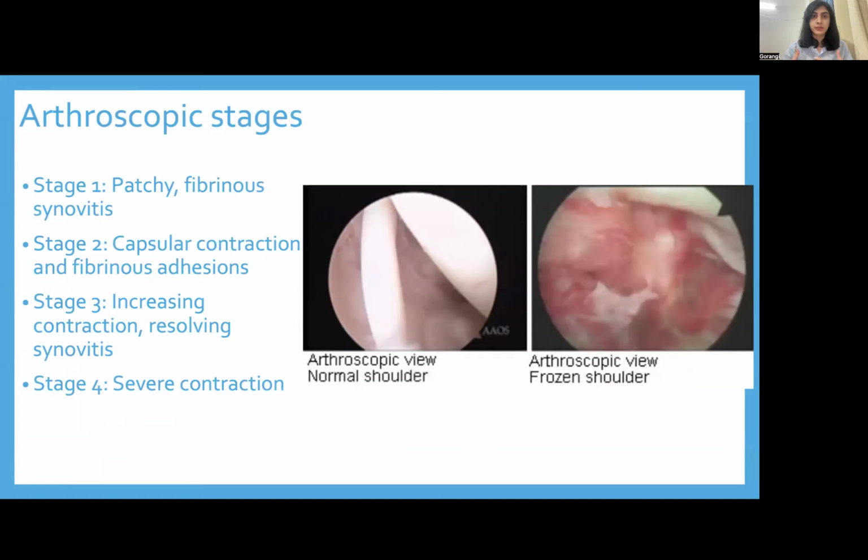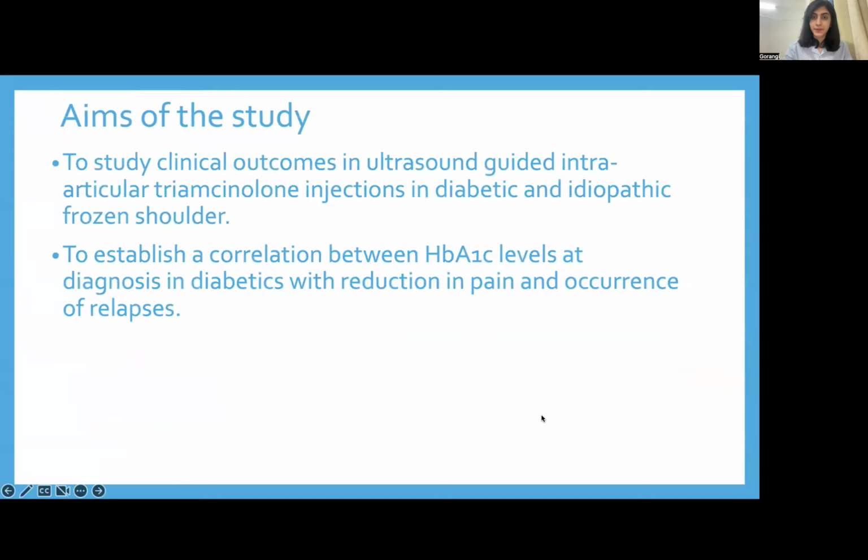So coming to the arthroscopic stages, stage 1 is patchy fibrinous synovitis. Stage 2 is where fibrinous adhesions start forming. And stage 3 is where these adhesions lead to contraction and eventually resolving synovitis, because the inflammation settles, but fibrosis sets in. And stage 4 is severe contraction. So as you can see in this image, there's an arthroscopic view of the normal shoulder versus a frozen shoulder, where you can see there is intense inflammation of the joint.